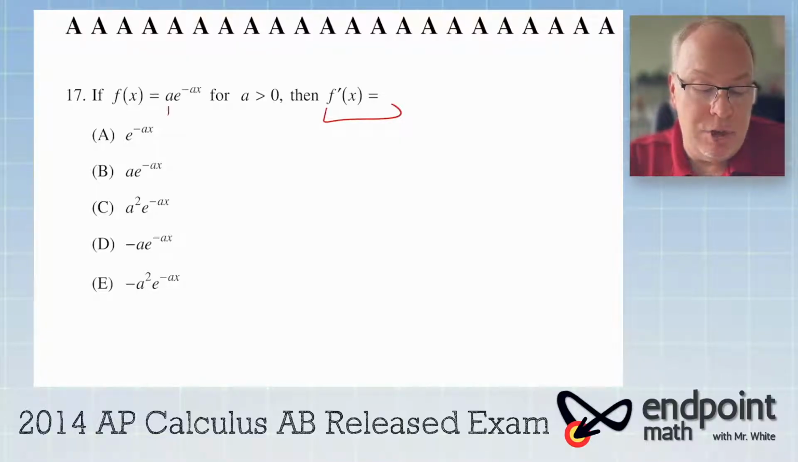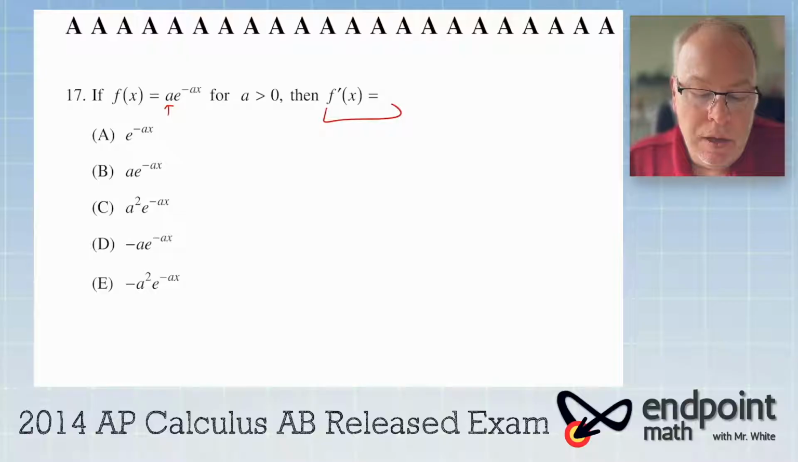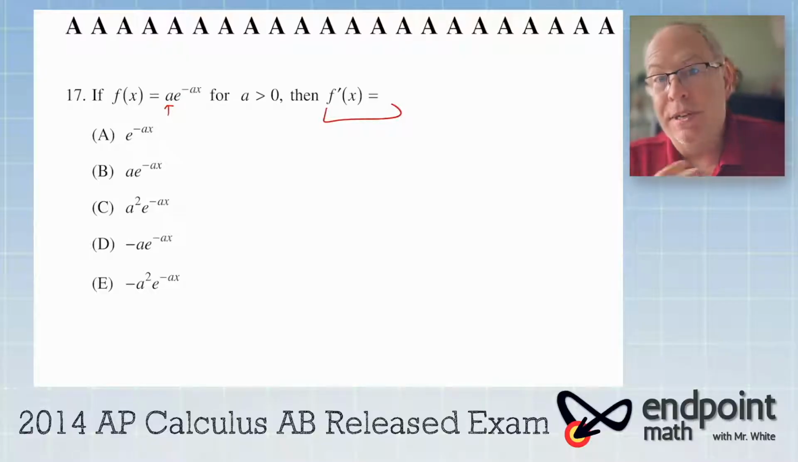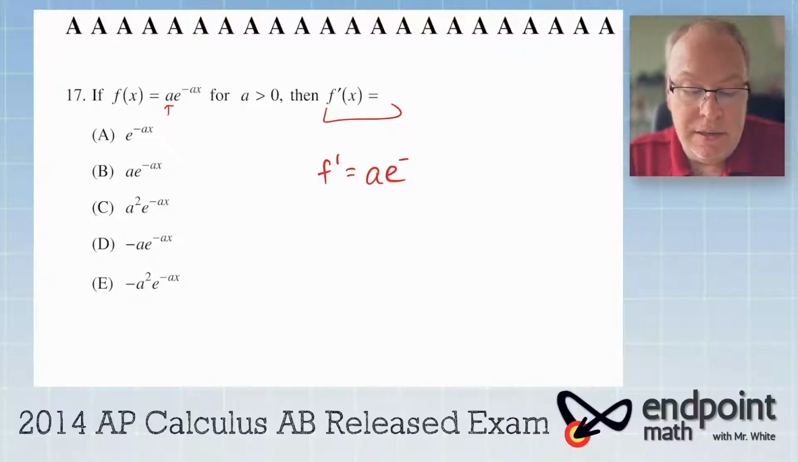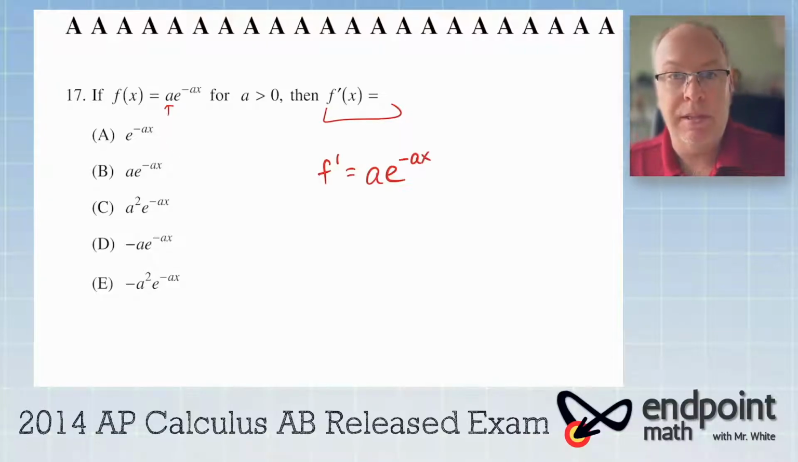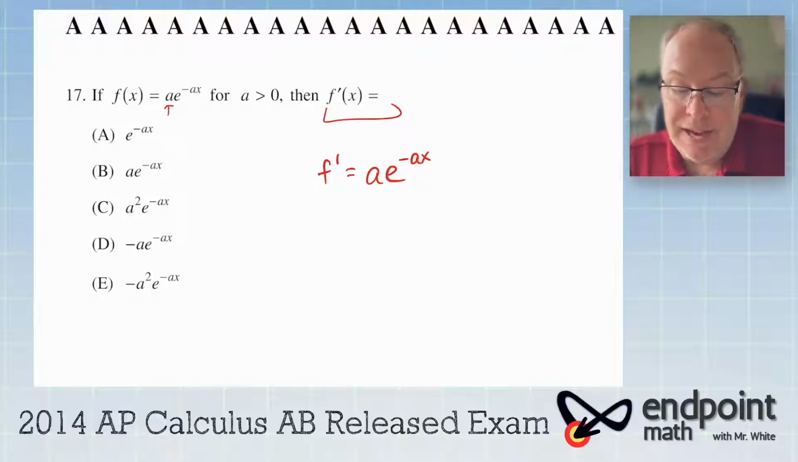And notice we've got these generic numbers a. So just think about them as being like a number, like 4, 5, or 6, and how would you do this? So the derivative of e to the u is just e to the u. So the derivative of this would be a e to the negative ax, just completely unchanged, but you always multiply by the derivative of the inside function. So here's the inside function.